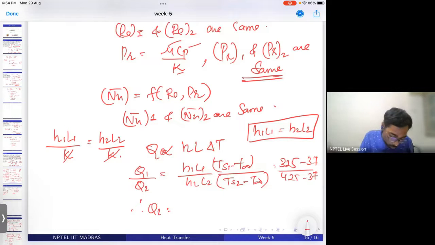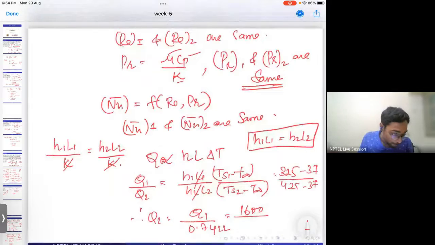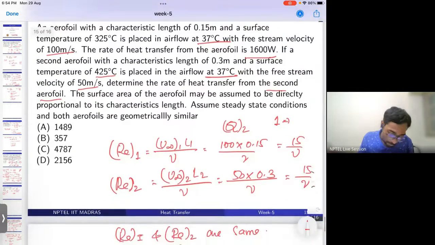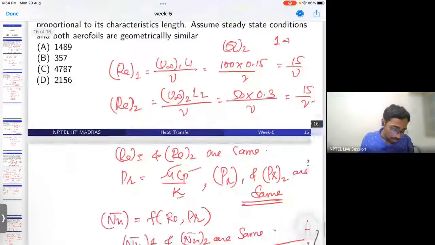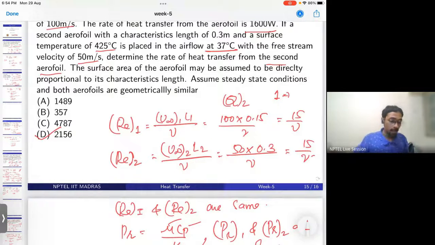So we will get Q2 is equal to, this will cancel because H1 L1 is equal to H2 L2, we already wrote. So it will be Q1 divided by 0.7422. Q1 is already given as 1600, divided by 0.7422. If we calculate this, it comes out to be 2155.56 watts. So the closest answer is option D.